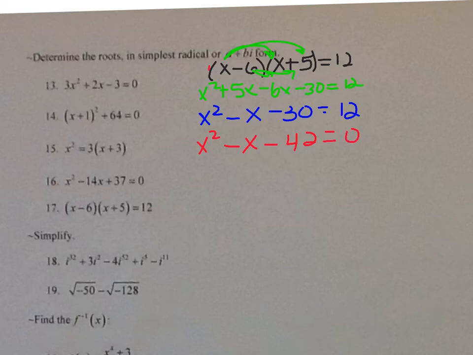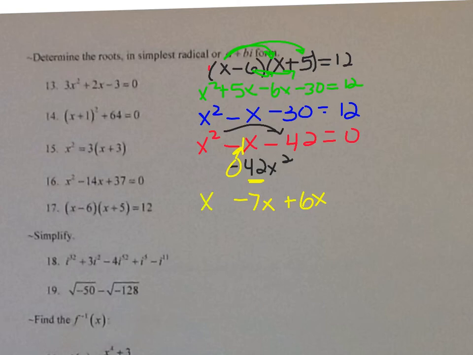All right, so this is actually factorable, so I'm going to factor. So I multiply the first times the last, we get negative 42x squared. So what multiplies to negative 42 and adds to negative 1, because there's a 1 in front of this x? That would be negative 7x plus 6x, right? So negative 7 times positive 6 is negative 42, and negative 7 plus 6 is negative 1. Bring down the ends.